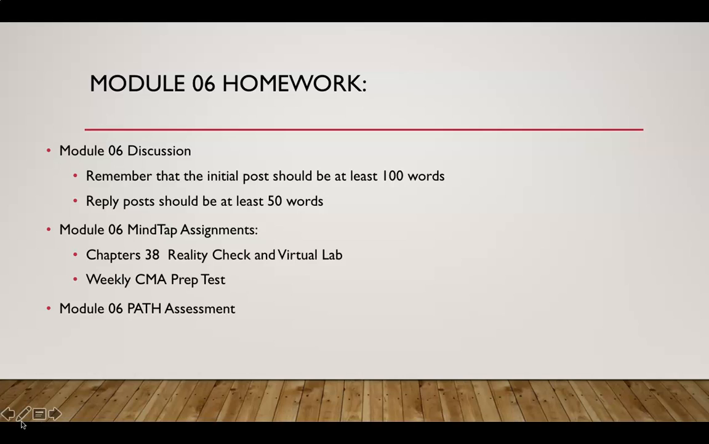Next assignment is your Module 6 Path assignment. Please remember that you need to complete the Module 6 CMA prep test in MindTap before you do your Path assessment. It asks you on your Path assessment what your score was on your CMA prep this week, what areas it covered, and how you'll learn that information moving forward for the future. So you cannot and you should not leave it blank. So make sure that you do your CMA prep test first, and then you can do your Path assessment. The Path assessment is due Sunday by midnight.